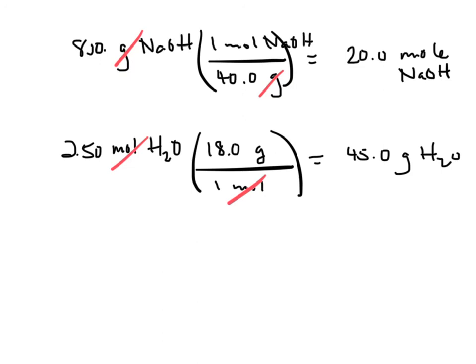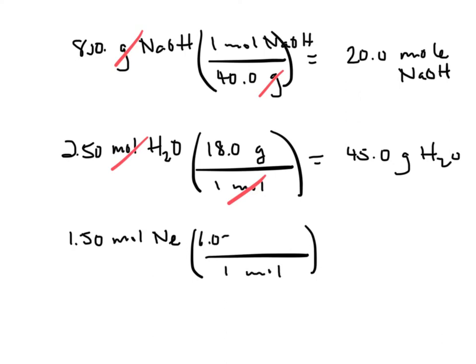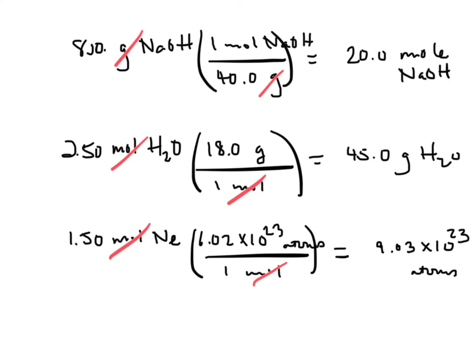If I had 1.50 moles of neon and I wanted to know how many atoms that was, I would put 1 mole on the denominator, 6.02 times 10 to the 23rd atoms in the numerator, and I would then take out my calculator and multiply. Moles is canceling. And my answer is going to be 9.03 times 10 to the 23rd atoms.